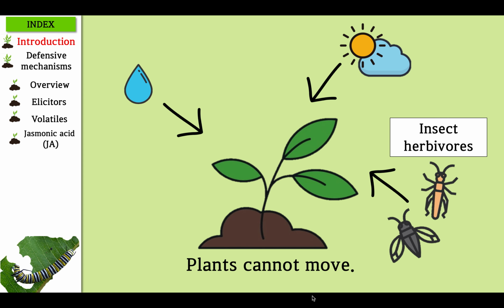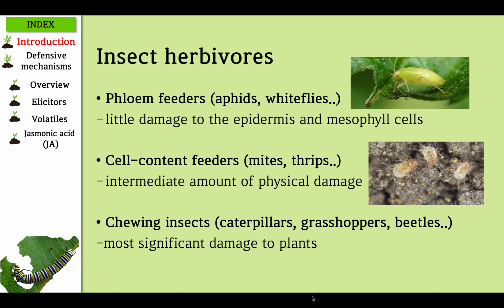Plants are prey for insect herbivores. There are many types of insect herbivores, and I want to introduce three main categories of these, classified by the level of damage. First is phloem feeders like aphids and whiteflies. They give little damage to the epidermis and mesophyll cells of the plants. Second is cell content feeders like mites and thrips. They can cause an intermediate amount of physical damage.